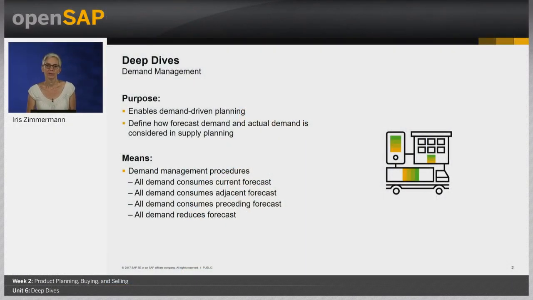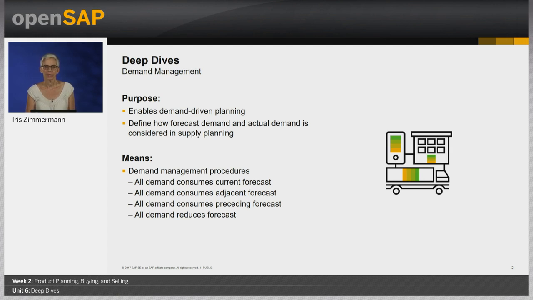The first deep dive topic, demand management, is closely related to the first two units, demand planning and supply planning. With demand management, we describe the functions that define how forecasts and the actual demand are considered in supply planning. Remember that the demand forecast was used to drive supply planning if the actual demand is not known yet. That, on the other hand, means as soon as actual demand is entered in the system, we need to define the impact on the forecasted quantity in order not to overestimate the demand.